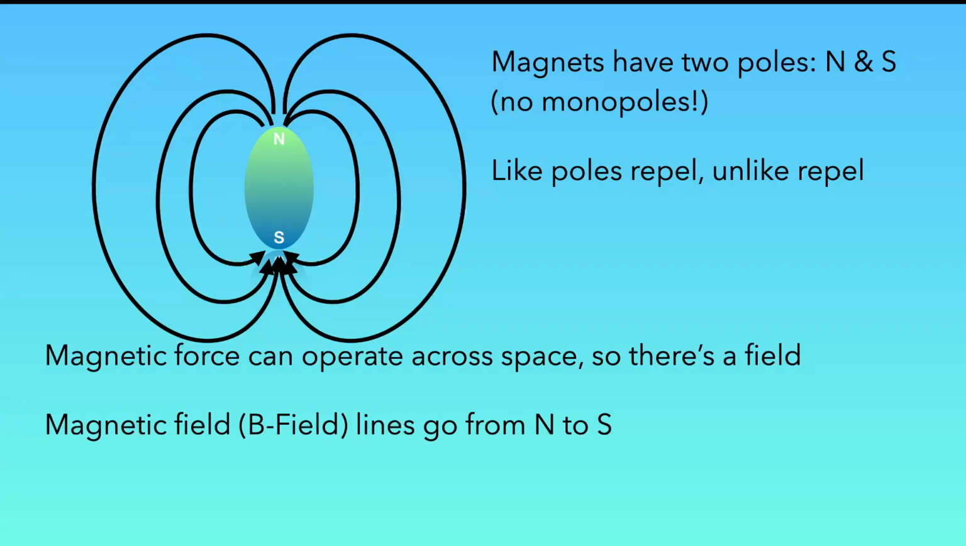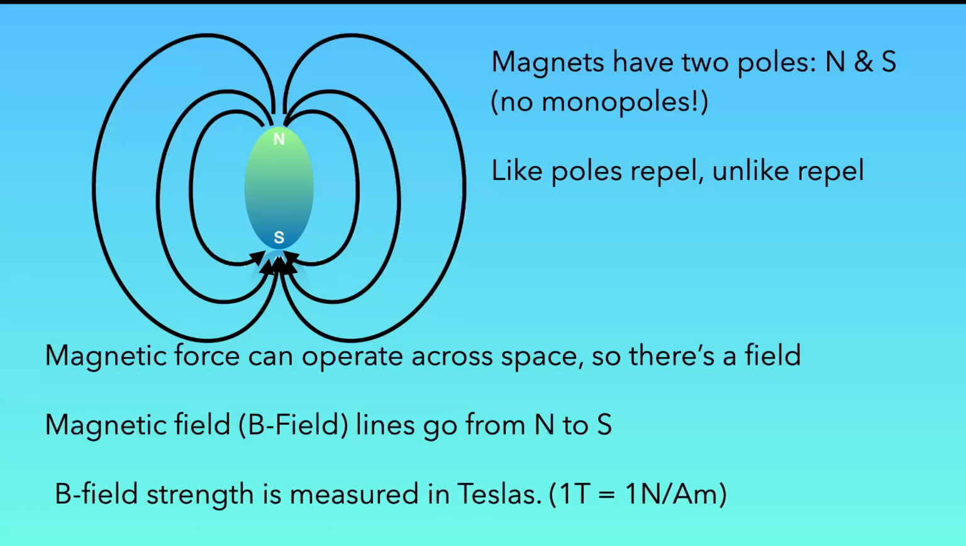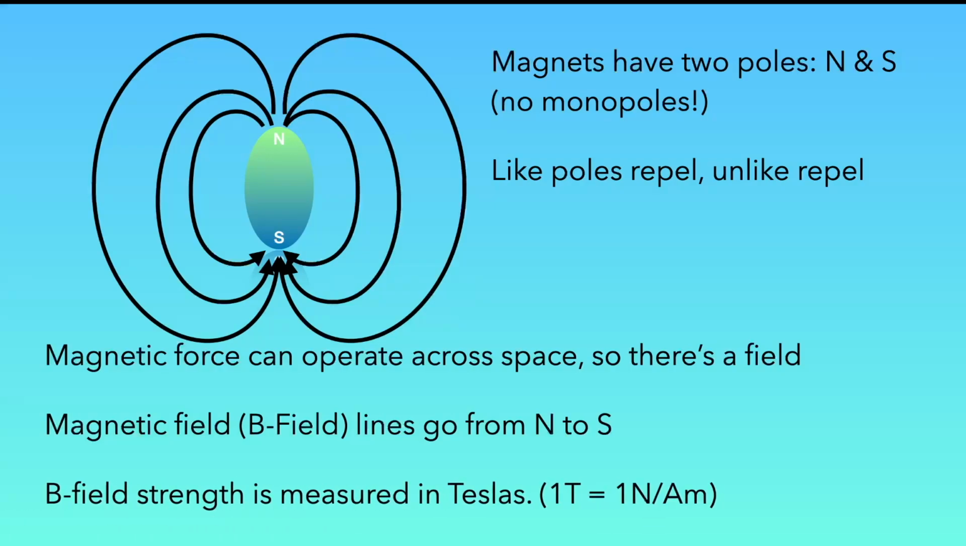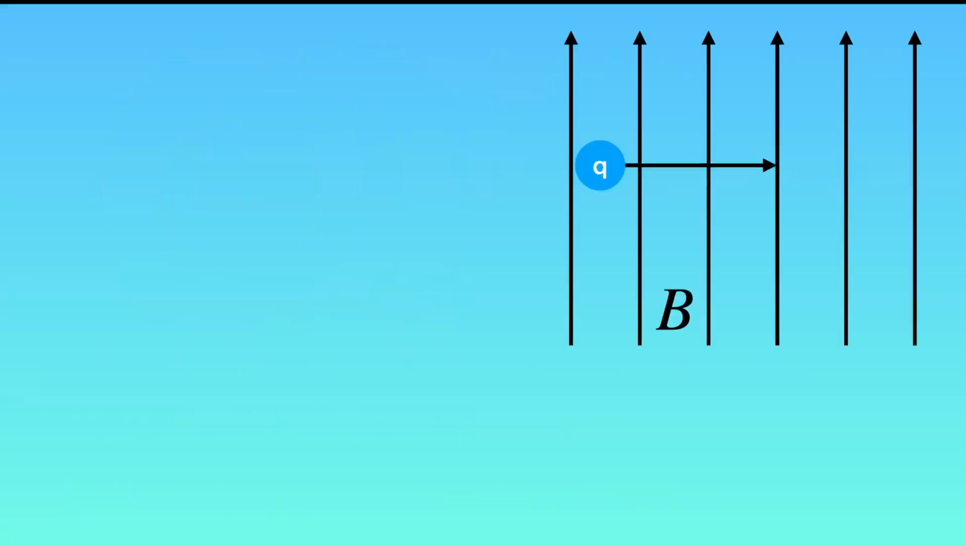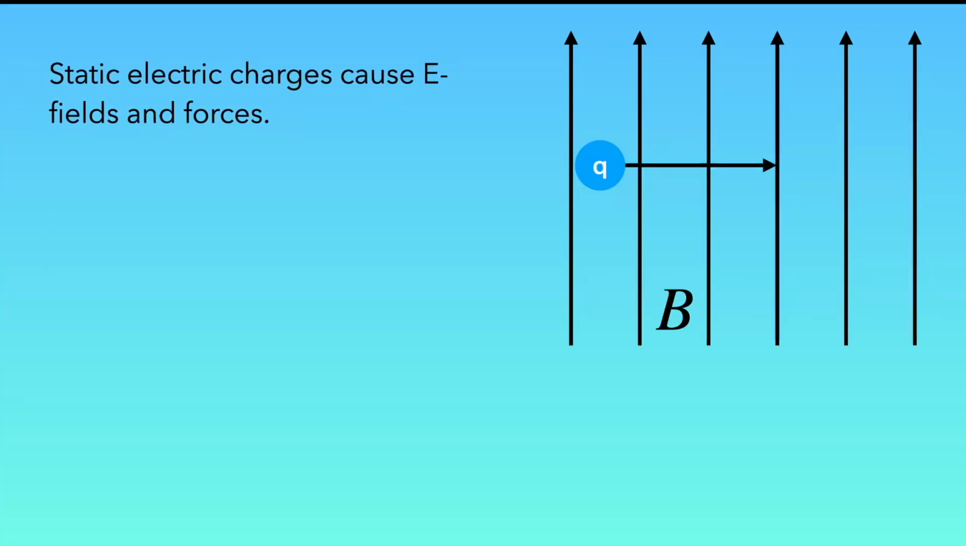And the magnetic field, which we're going to start calling the B field, the magnetic field lines go from north to south, and the field is measured in Teslas. 1 T, capital T, equals 1 Newton per ampere meter. Wow. So here's a situation where charge is moving through a B field. The B field is pointing up, and this charge will end up experiencing a force.